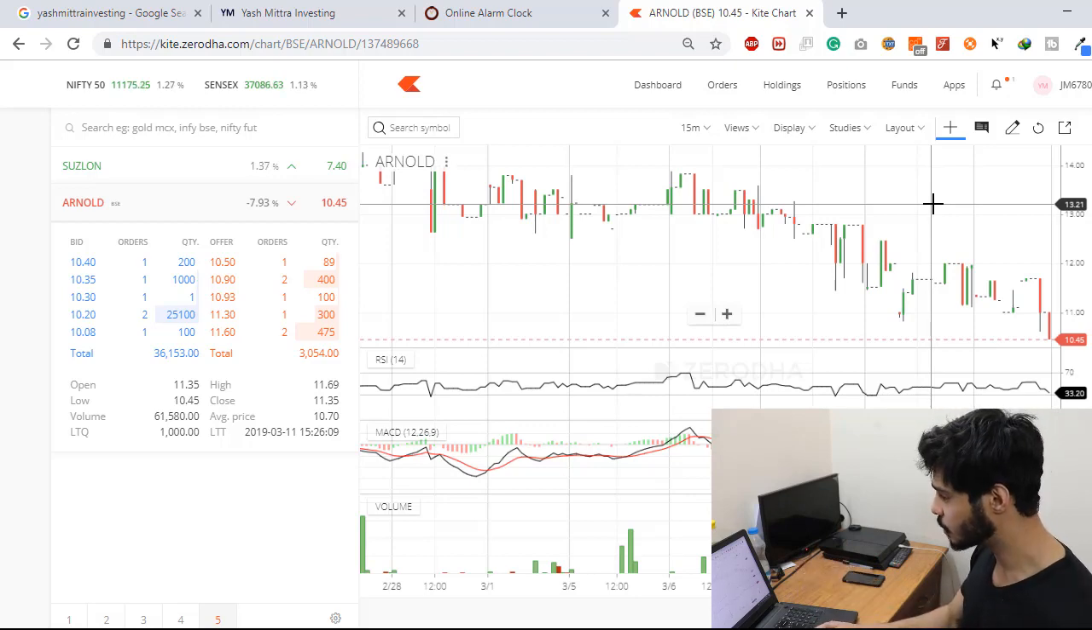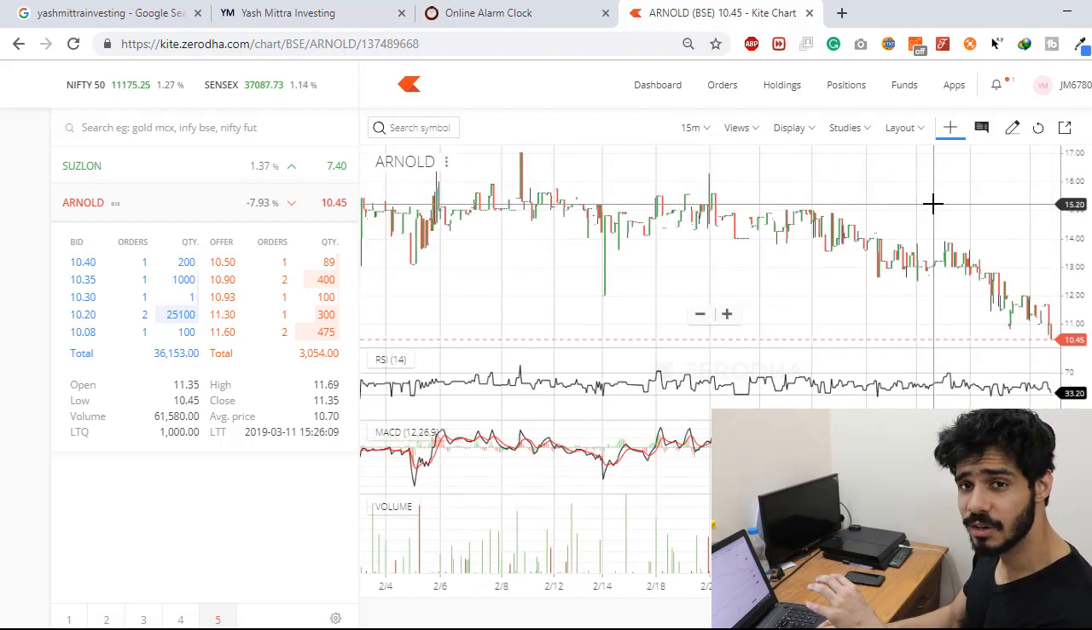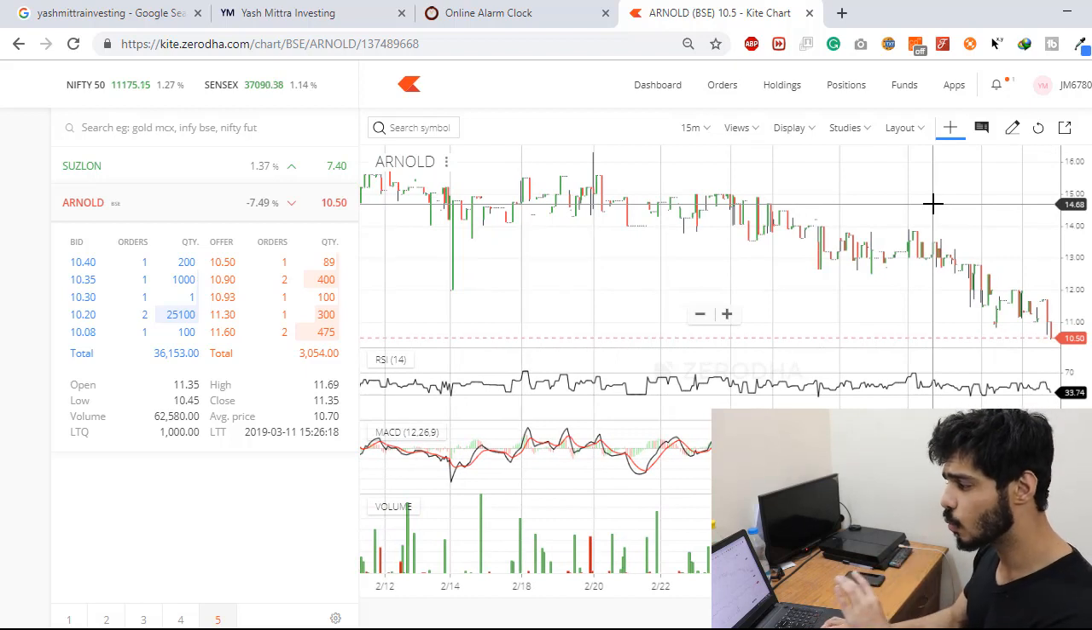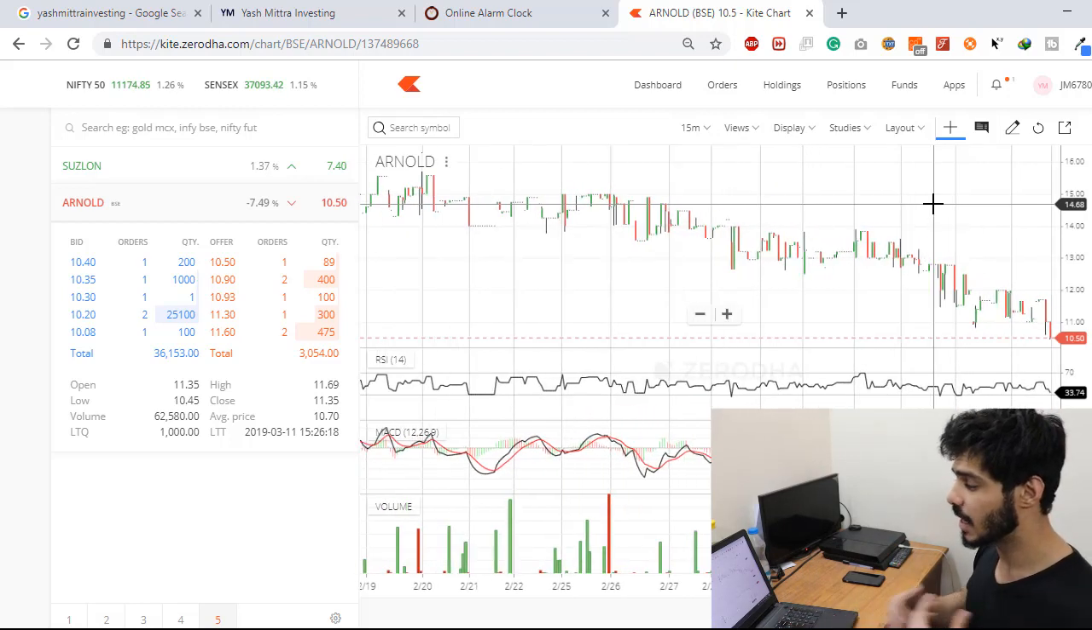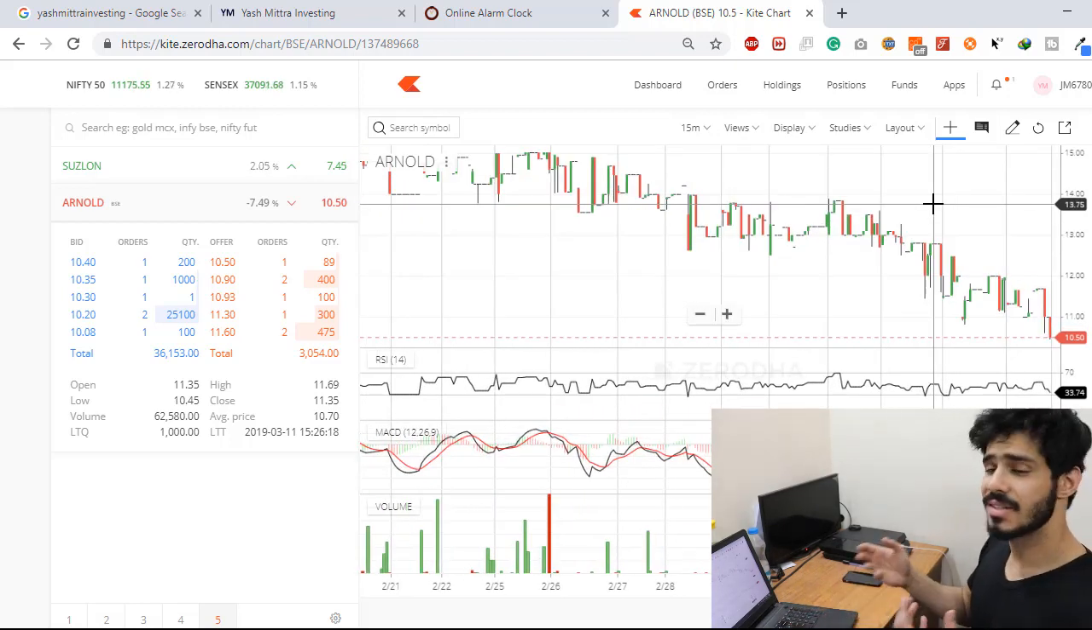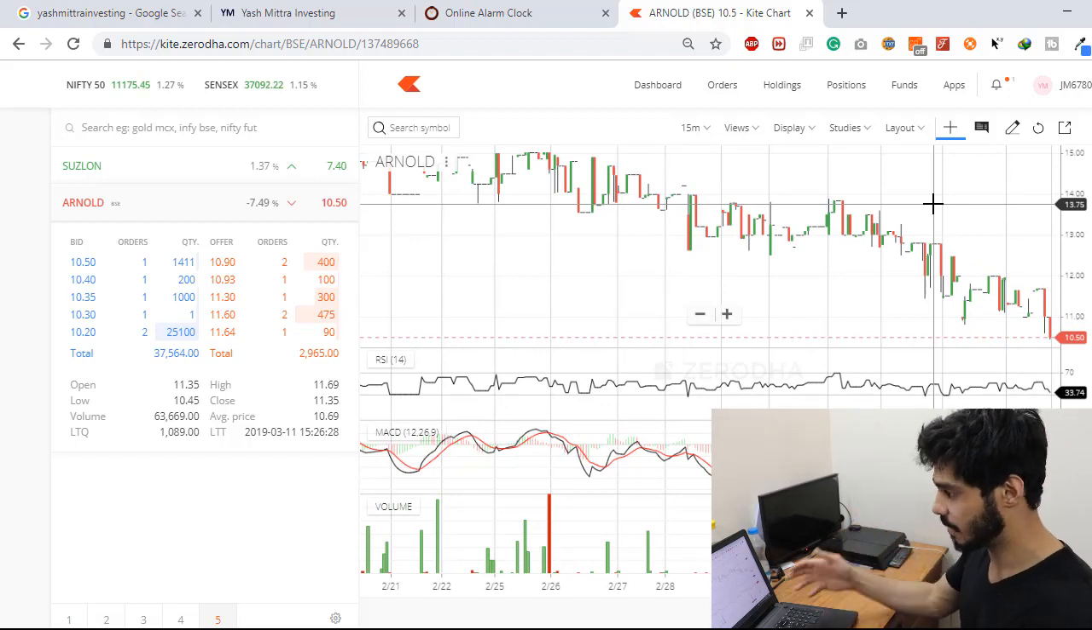So I hope this video helps you out. Just looking at this chart, I can tell that I do not want to get into the share even in the short term. I do not want that, because I don't know where this is going to go. I cannot predict it. I cannot really understand where it'll take my money. So I don't want to risk my money in this share.